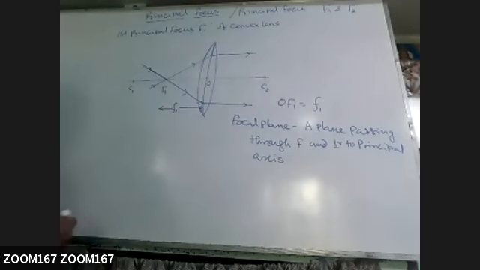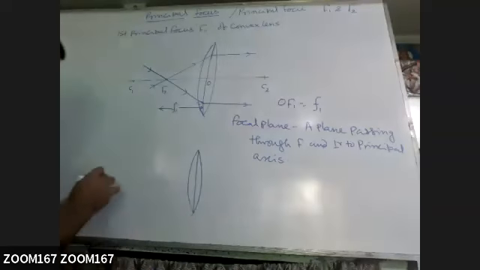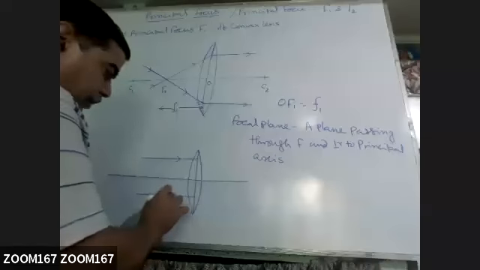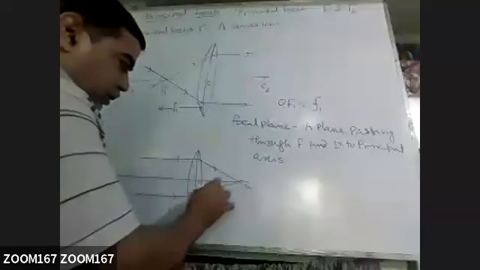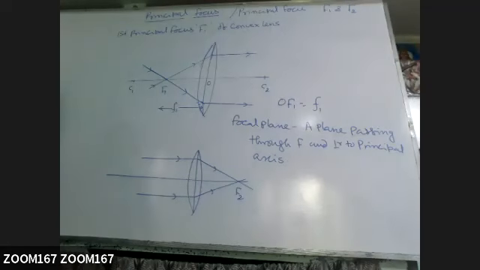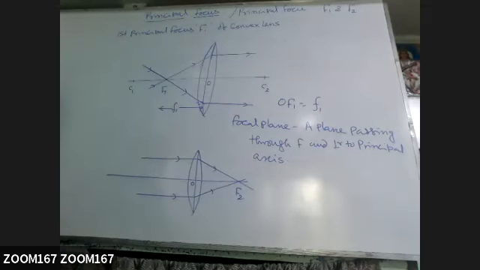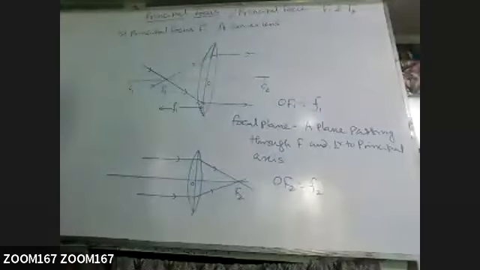Now second principal focus is the point on principal axis at which the incident ray passing parallel to principal axis converges after refraction through the lens. This OF2 is focal length on this side.